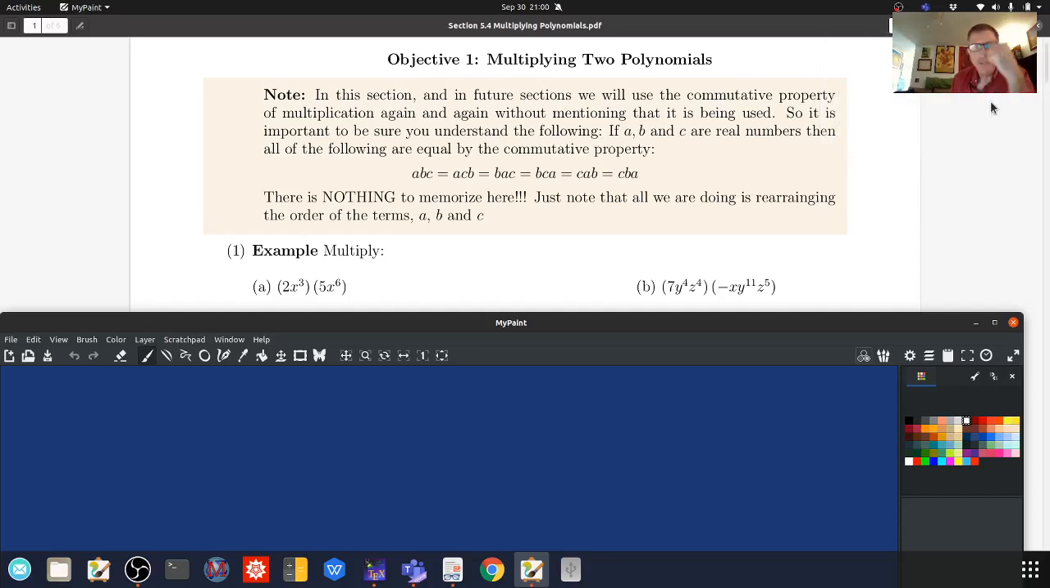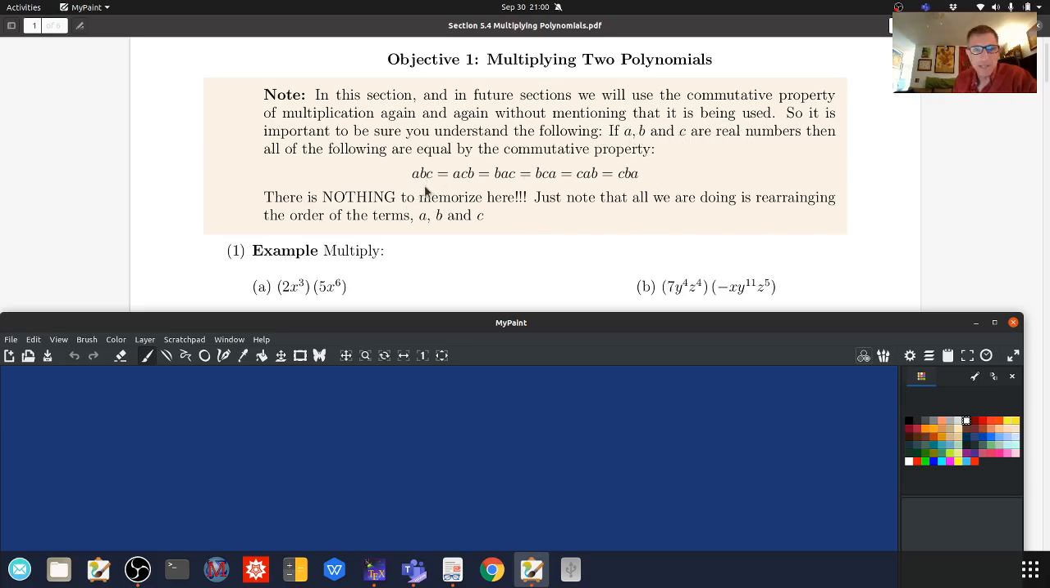So this is lecture 5.4 on multiplying polynomials. And I just want to remind you that we're going to be using the commutativity of multiplication constantly, and I'm not going to say anything about it. I'm just going to be using it. So if A, B, and C are real numbers, then all of the following are equal.